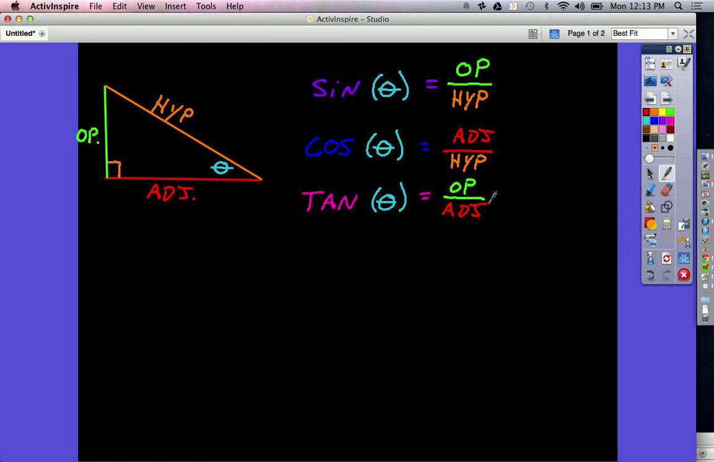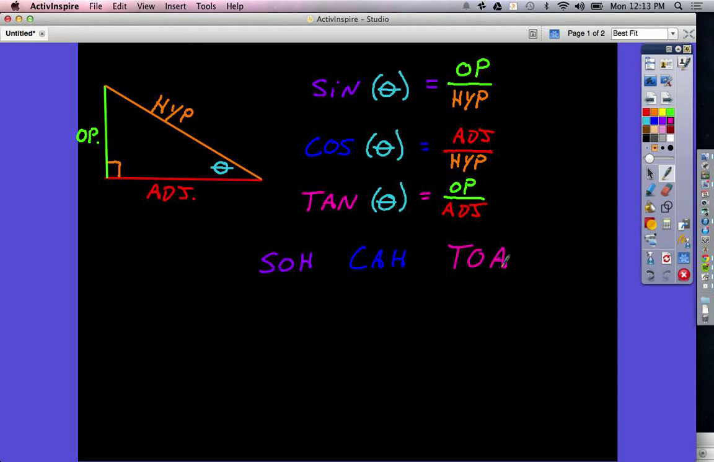And if you ever have trouble remembering these, there's a little mnemonic device that we can use, which is called SOH CAH TOA. What do these mean? So, SOH CAH TOA: sine is opposite over hypotenuse, the cosine is the adjacent over the hypotenuse, and the tangent is the opposite over the adjacent.